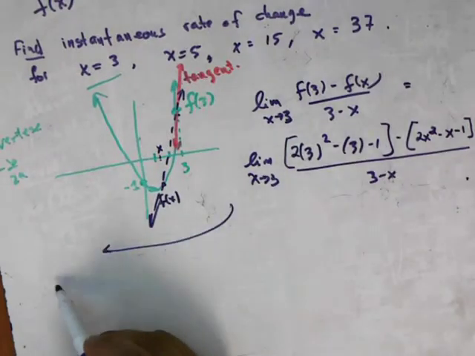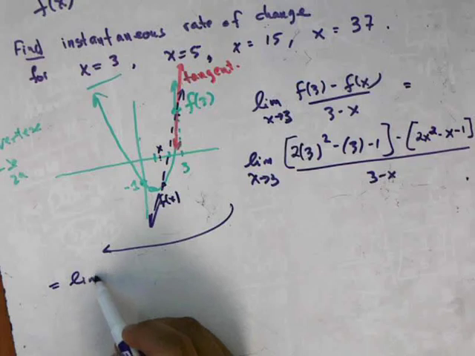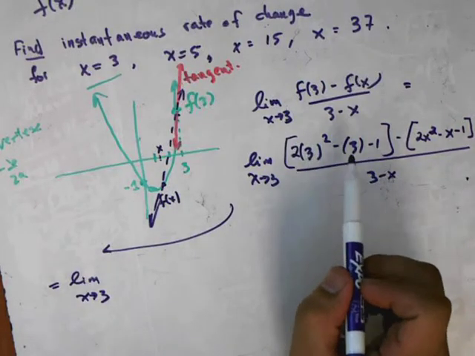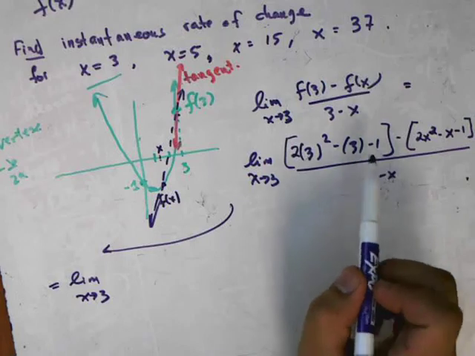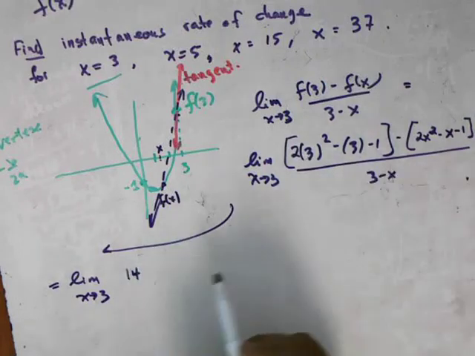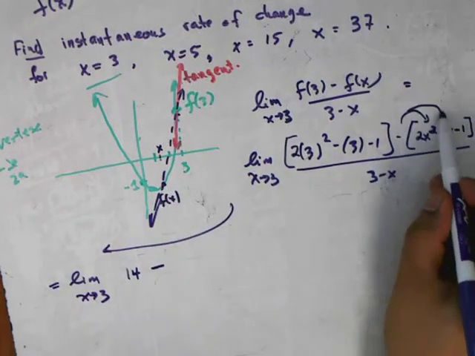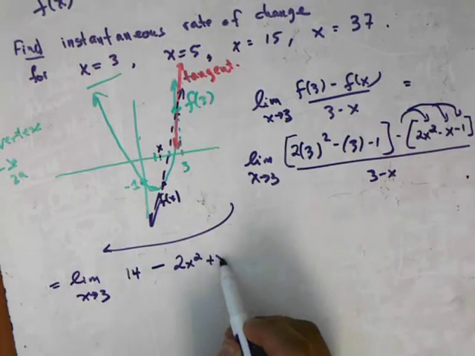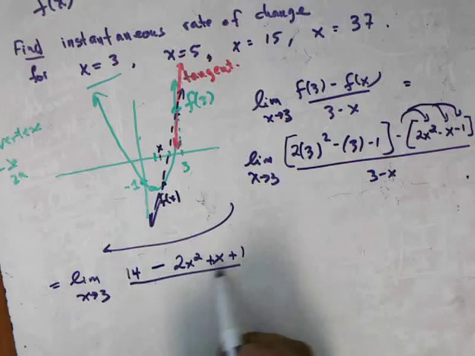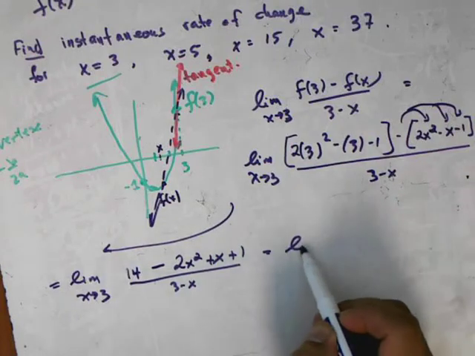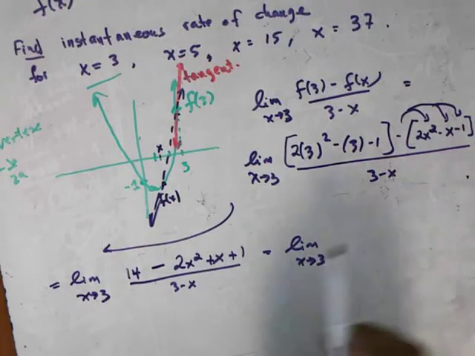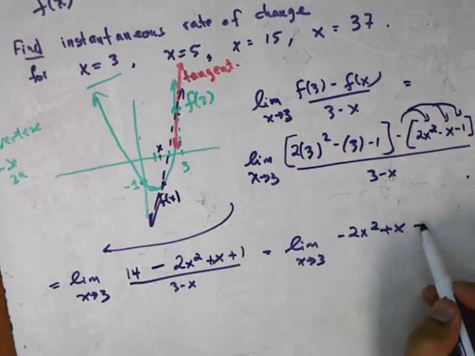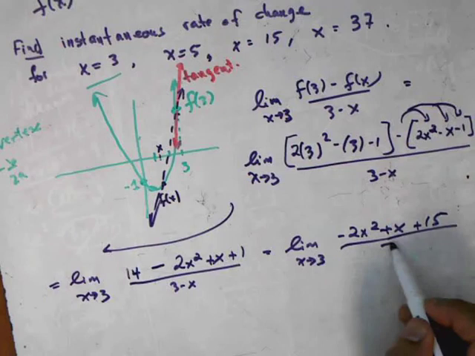We'll continue this over here, equals the limit as x approaches 3. This is 9, 18 minus 3 is 15, minus 1 is 14. Distribute this negative sign here, and we get 14 minus 2x squared plus x plus 1, all of it over 3 minus x. That's equal to the limit as x approaches 3 of 14 and 1 here give you 15, all of it over 3 minus x.